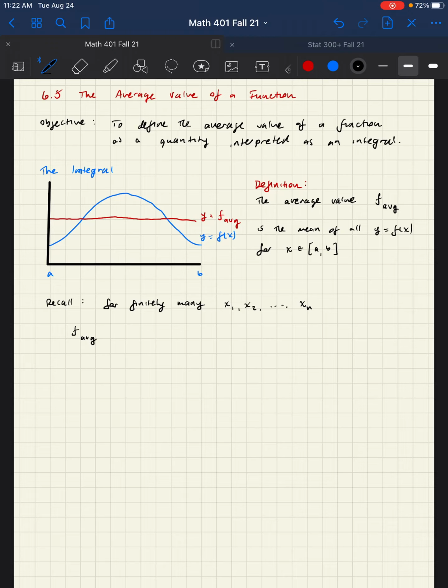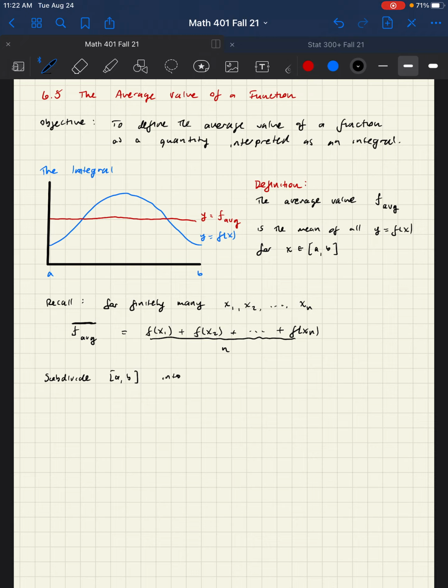then the average of these function values evaluated at those points would be, I'm going to put a bar above that just to indicate that this is for a finite amount of these. It would be f of x1 plus f of x2 plus ... plus f of xn divided by n. We can apply this idea and extend it to the infinitely many concept, because there are infinitely many x values between a and b.